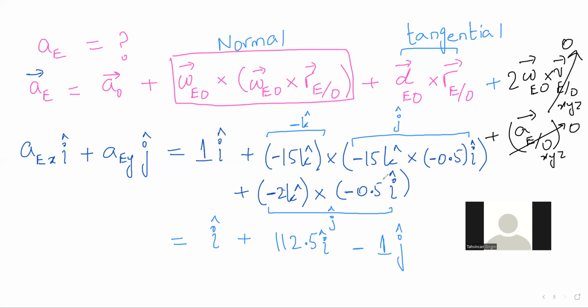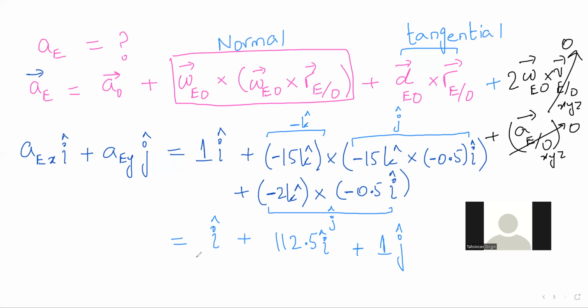K cross I is a J. Okay. Internet is unstable. K cross I is a J. Please double check for mistakes. K cross I is a J, positive. K cross J is negative I, but I have negative here, positive I.